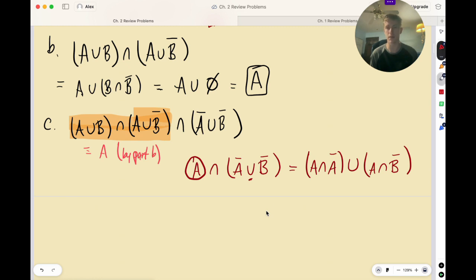Okay, I think I actually made a mistake. This should just be a B. Okay, but then A intersect A complement is the empty set, and the empty set union this is just this, A intersect B. Okay, so that's the answer. So use the result of part A in order to show parts B and C. Let's move on.